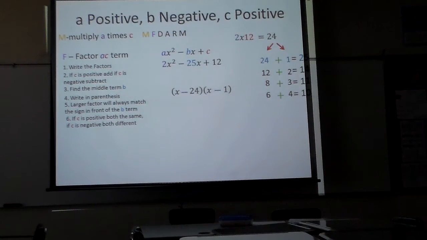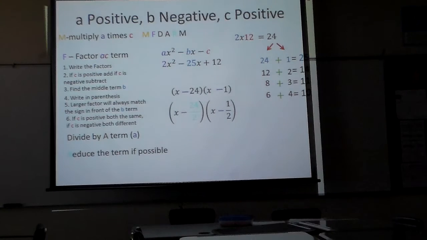So now then, I'm going to divide by the A term. The A term here is 2. So I'm going to divide the 24 by 2 and the 1 by 2. And here's what I do. I reduce them if I can, and then move it. And sometimes you may be able to reduce and move. Well, 24 I can divide by 2, and I get 12. So that's x minus 12.